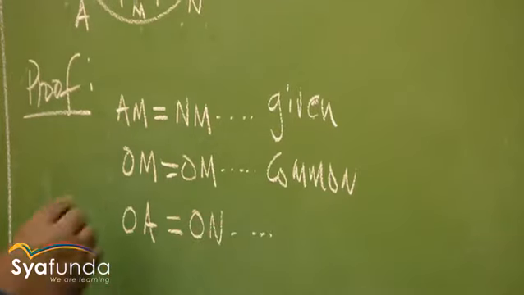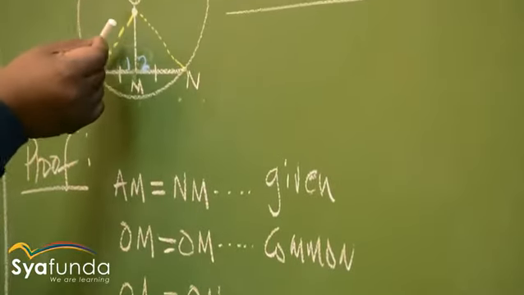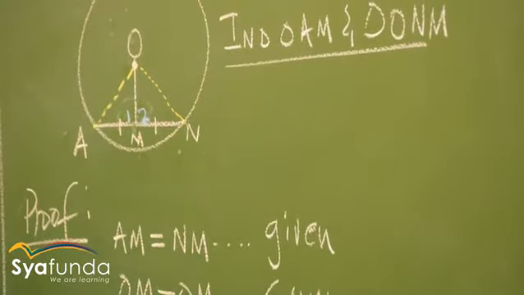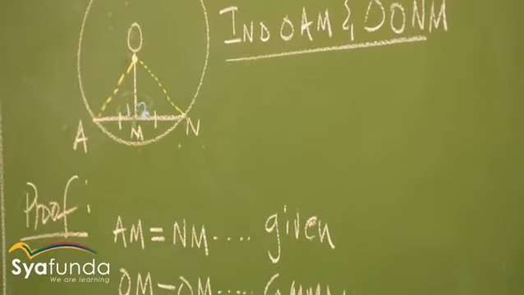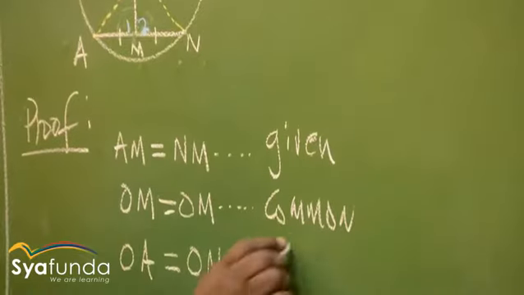Why are these two the same? Why is this one equal to this one? What is the name of this distance? It is called the radius. What is the name of that distance? It is called the radius. And both of them are radii of the same circle. Therefore, these are the same, radii.